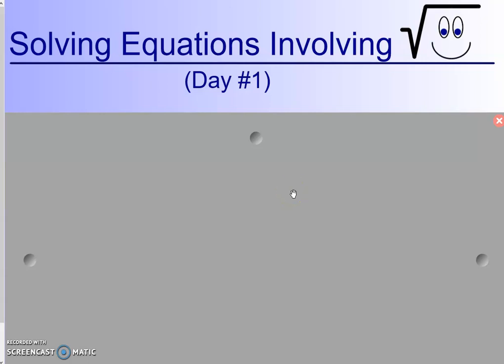Hey, welcome to today's flip lesson, which is day one of a couple days that we're going to spend learning how to solve equations involving square roots, involving radical symbols.